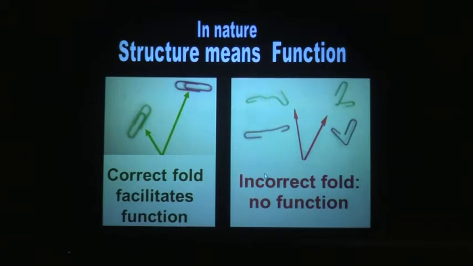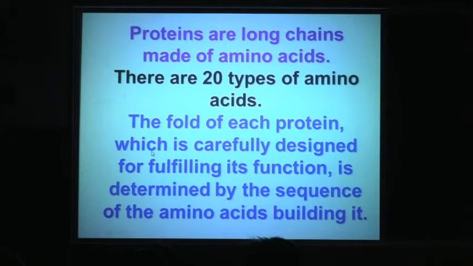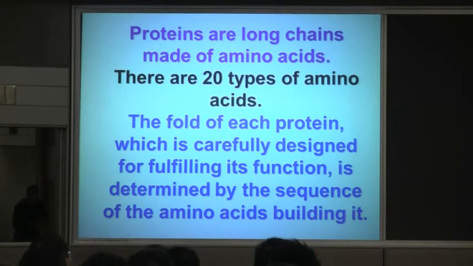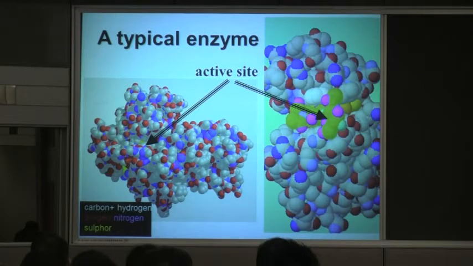So this is a major point in the way that we live. Our life is possible because the workers, which by now we know they are proteins, have the right structure. So proteins are long chains made of amino acids. There are 20 types of amino acids. And the fold of each protein, which is carefully designed for fulfilling its function, is determined by the sequence of the amino acids that build it. And this is correct for every living cell, from bacteria, through the cockroaches, flowers, trees, little animals, big animals, fish. Here maybe you are more interested in seafood, lobsters, whatever. So this is a protein, a typical protein.